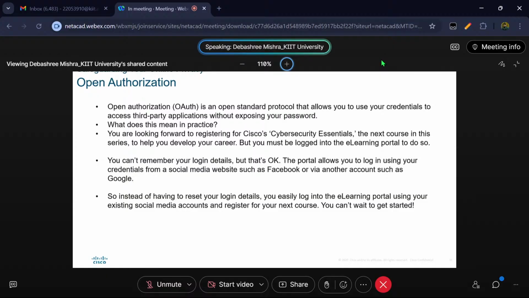For that, you cannot remember your login details. So the portal will allow you to log in using your credentials from your social media websites, like Facebook, or via any other Google account. So instead of using separate login details, you can easily get into the e-learning portal using these social media accounts or any registered Google account. That way it does not need your password, and you can log in another way.